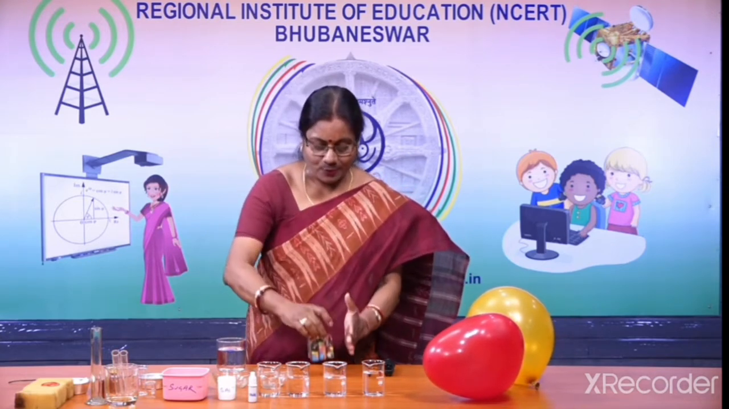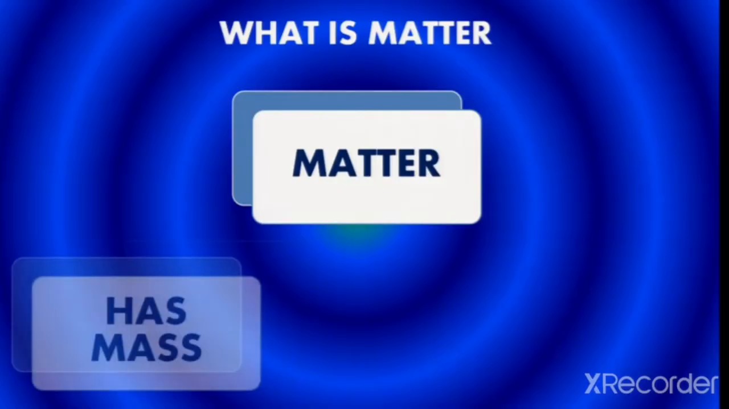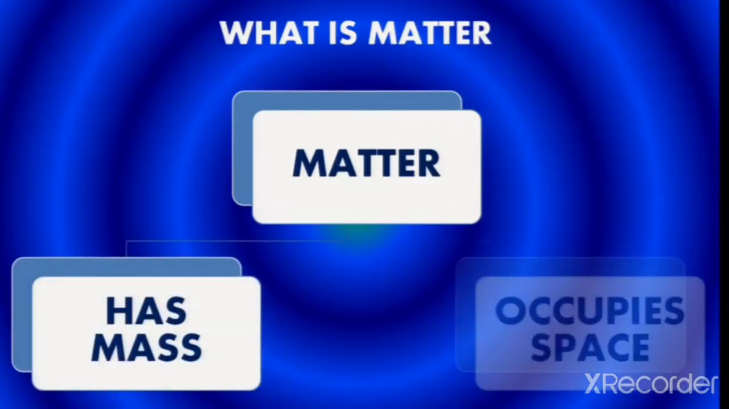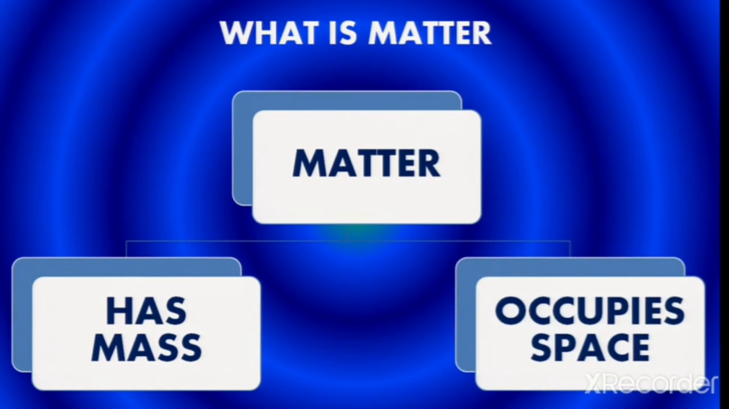Okay? This matter has some mass. You know mass? Yes. Even they occupy some space. That is, they have certain volume, isn't it? So, children, matter has mass and matter has volume, that is, it occupies space.